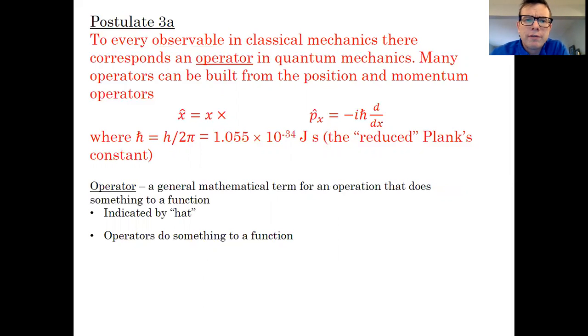The next term that we should define is an operator. And an operator is a general mathematical term for an operation that does something to a function.